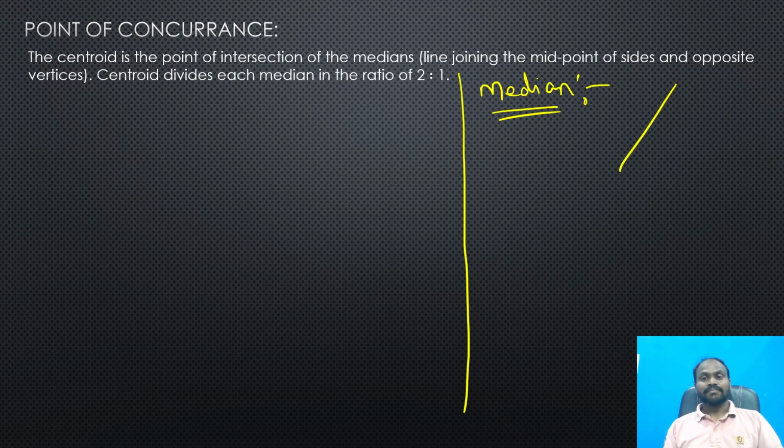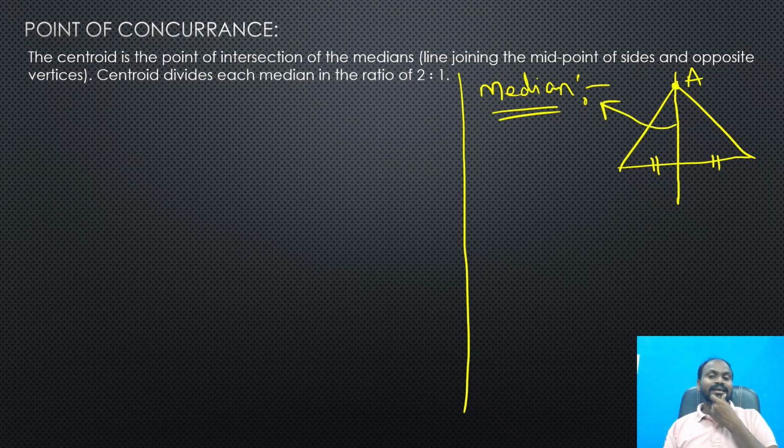The line segment drawn from the vertex of a triangle to its opposite side, which divides it into two equal parts, is called a median. Once again, sometimes it may be perpendicular, but we draw from the vertex to the opposite side, and that will divide it into two equal parts.